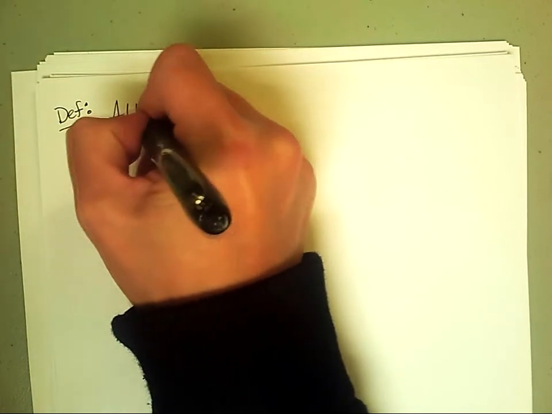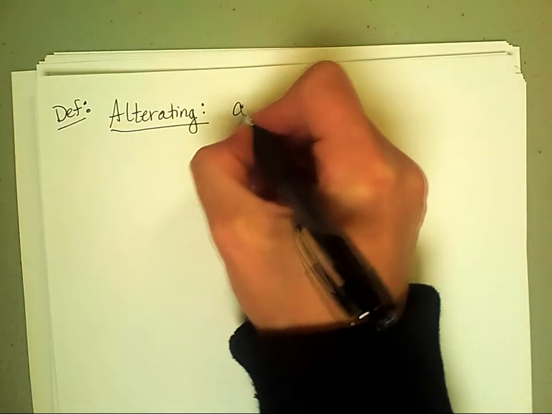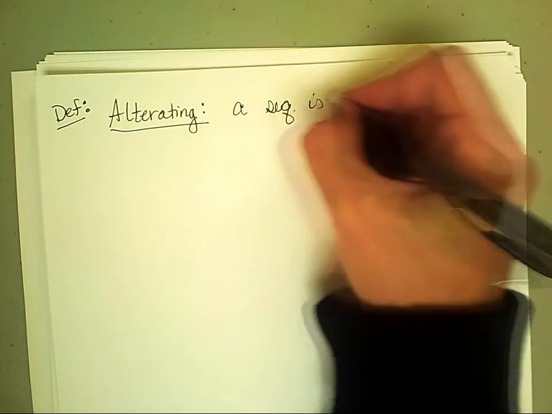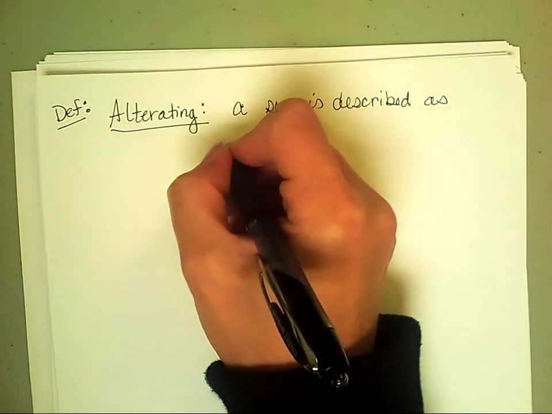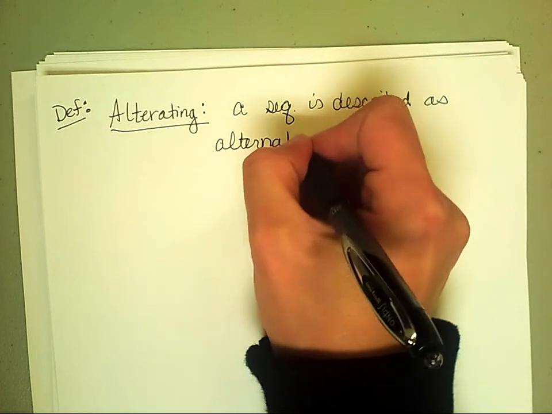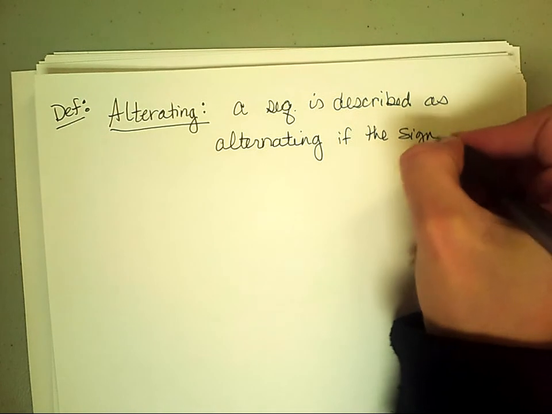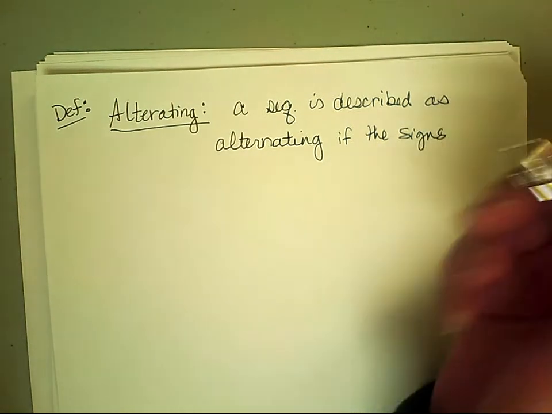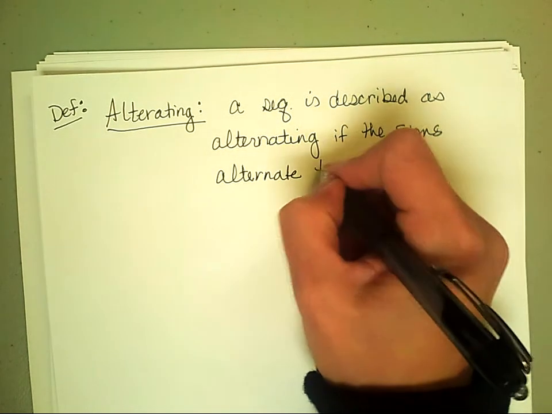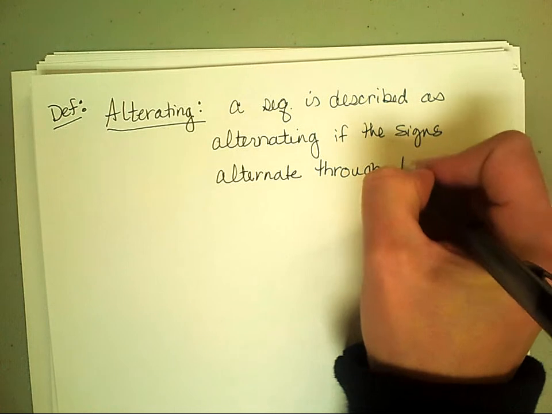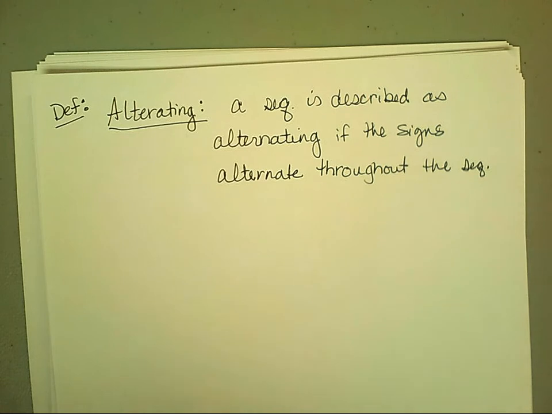Alternating. Okay, a sequence is described as alternating if the signs alternate throughout the sequence. Okay? So it just can't be a couple of them that alternate. They have to all alternate.